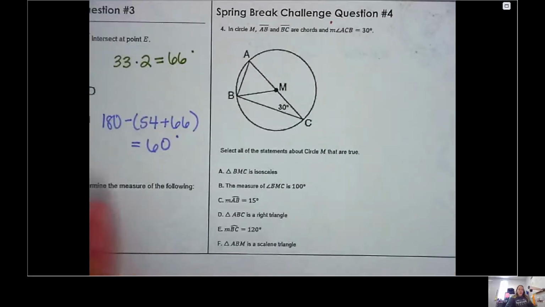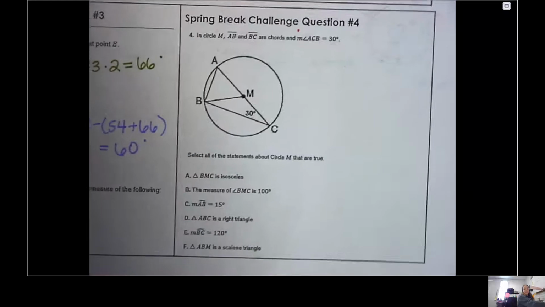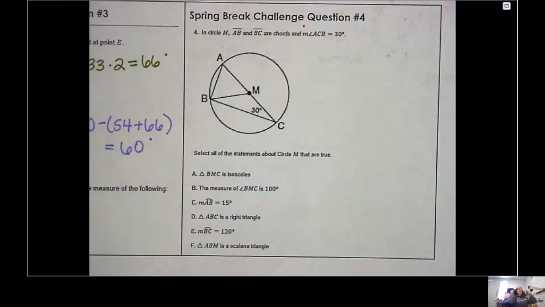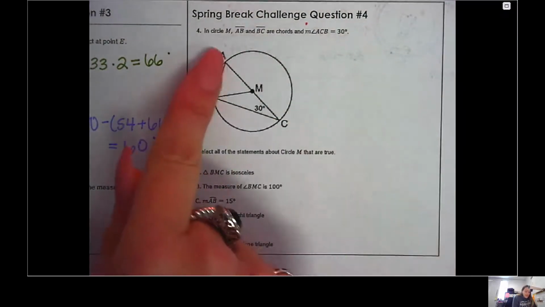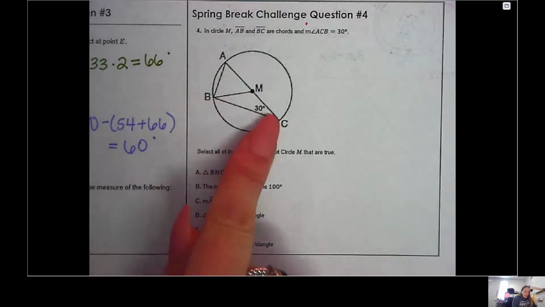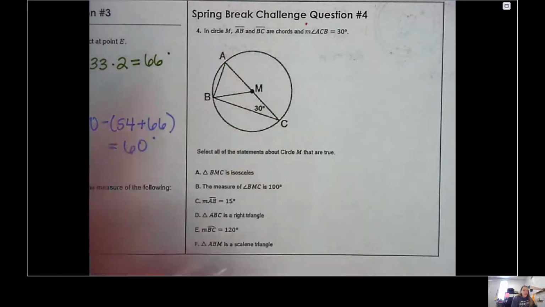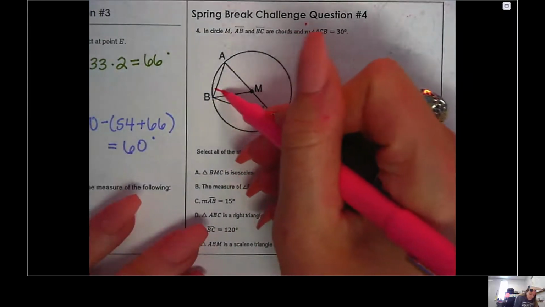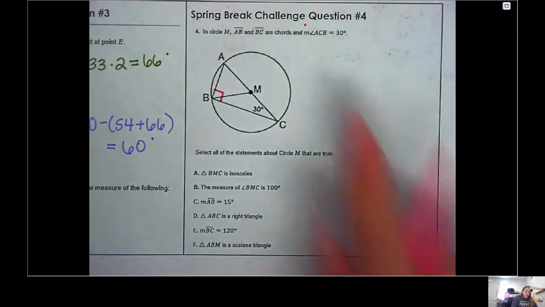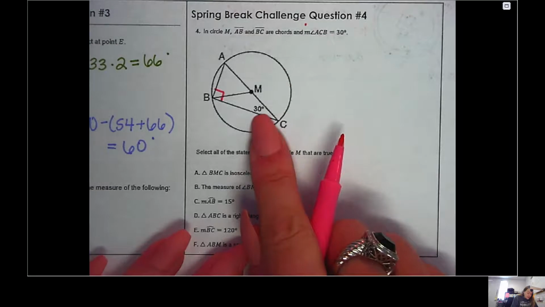This is question number 4 on the spring break challenge. So what I'm seeing here is it says in circle M, AB and BC are chords. AB, BC, these are chords. They intercept the diameter right here. So because of that, this triangle is a right triangle. So angle B is 90 degrees. I'm also told that angle ACB is 30 right here.